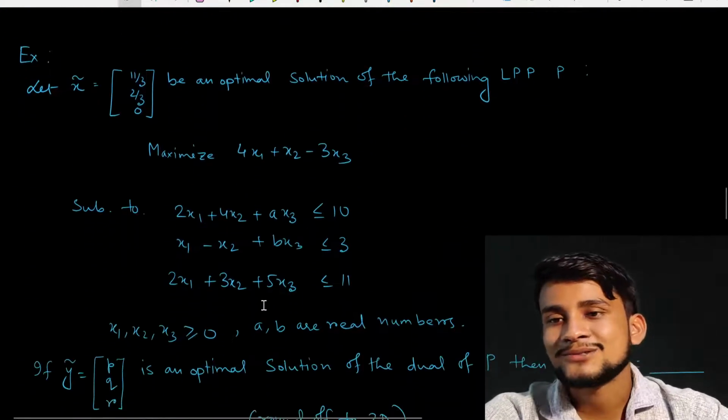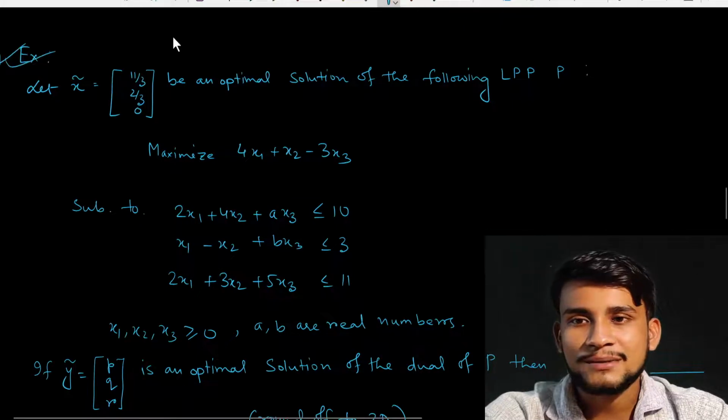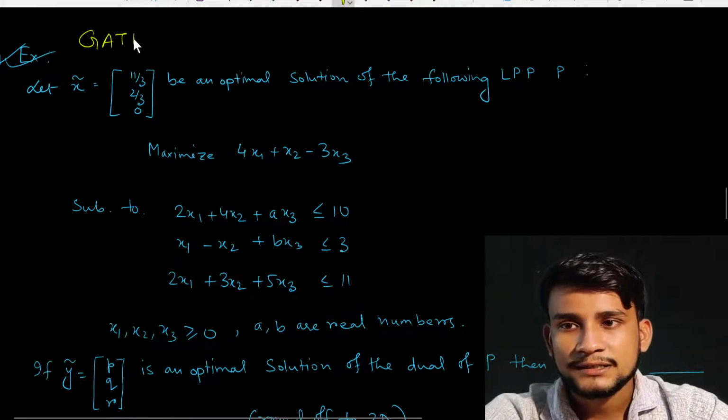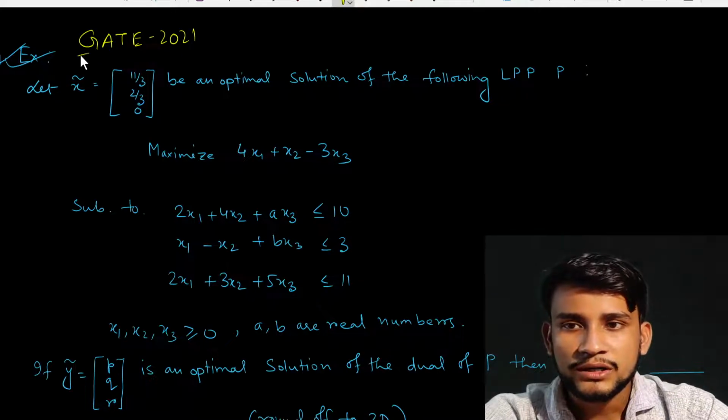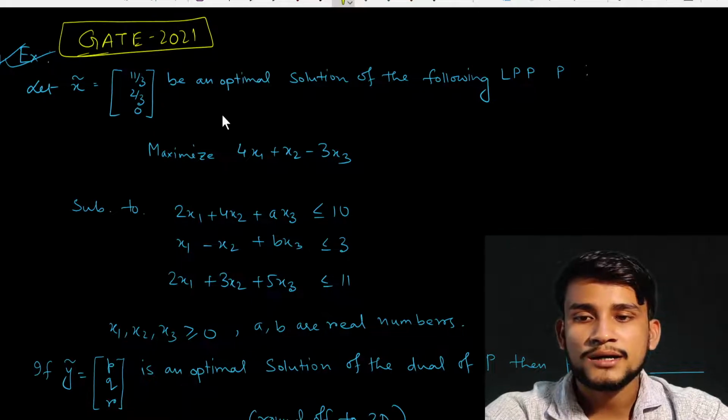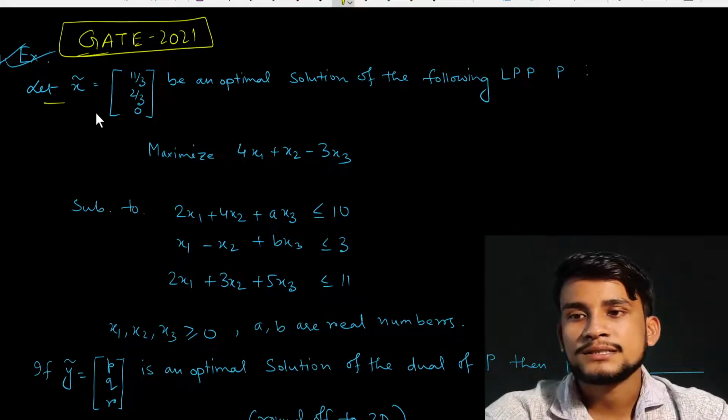Now let us come to the example. This is a famous example, and it comes from GATE 2021. This is very important, that is, this question is based on the complementary slackness theorem. So see the problem.